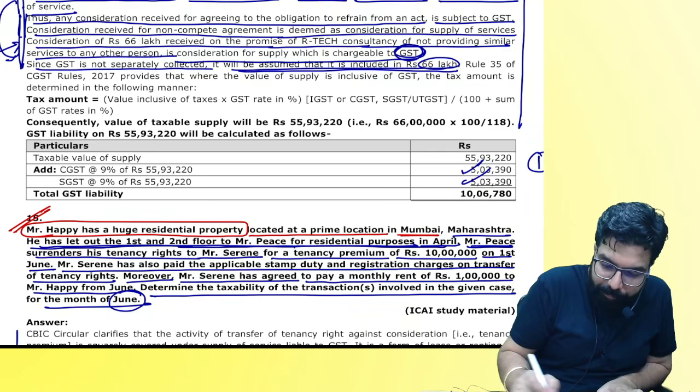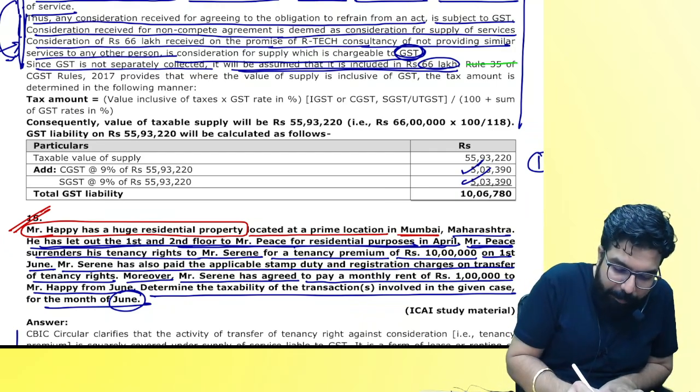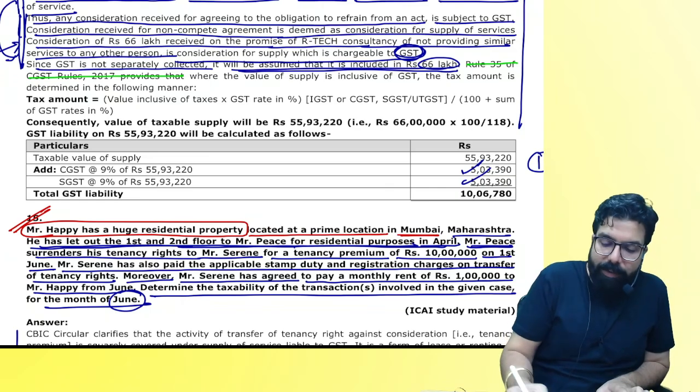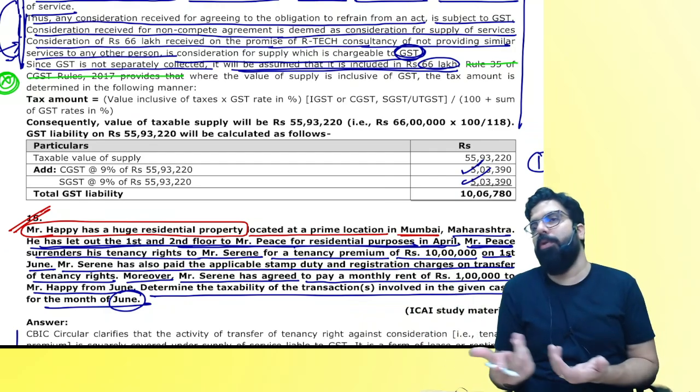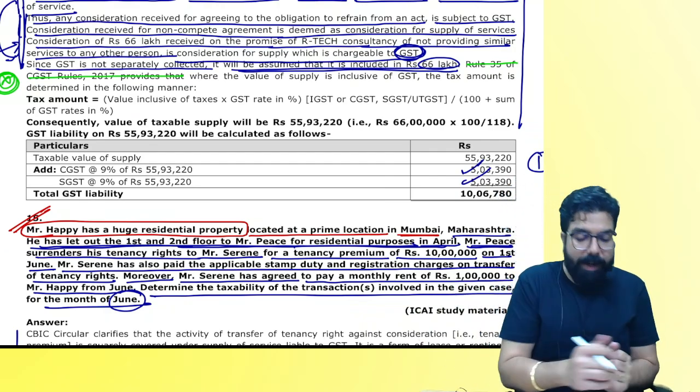Which line, sir? This one. Rule number 35 provides that you don't have to write. Why, sir? Because rule number 35 is in CA final. At intermediate level, you don't learn rule number 35. Can I go ahead, everyone? So you can say directly.